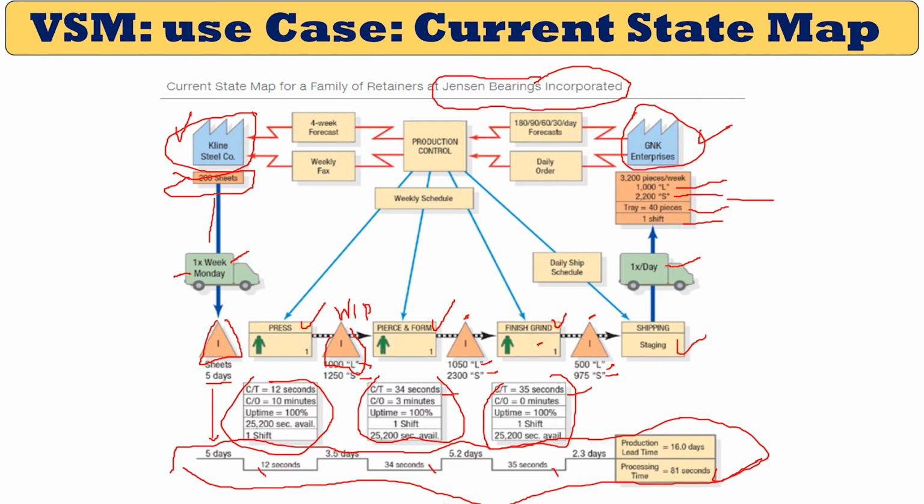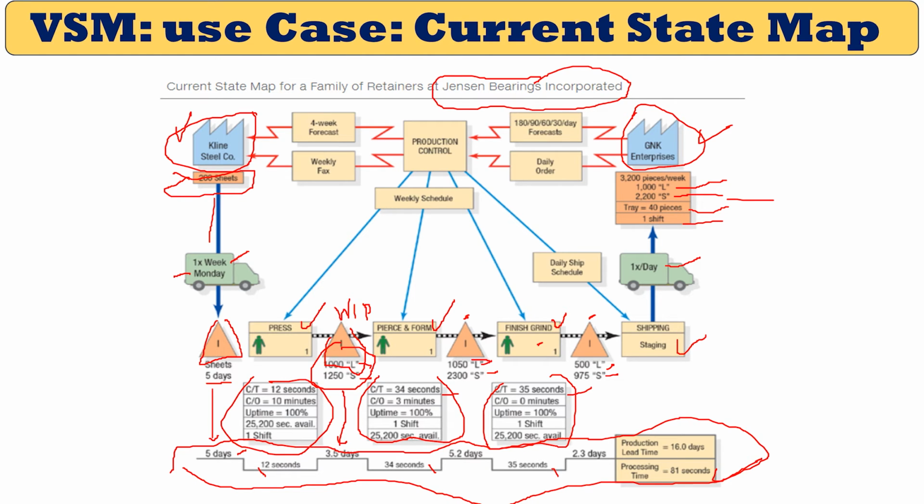And then the sum of the cycle time, the bottom part of the ladder here, is 81 seconds. The sum of 12 plus 34 plus 35 is 81 seconds, which is the total processing time. And on top here, where we have the lead time for the raw material and then the lead time for the inventory that you have here, both the large and small, the equivalent of that lead time will stay for 3.5 days.